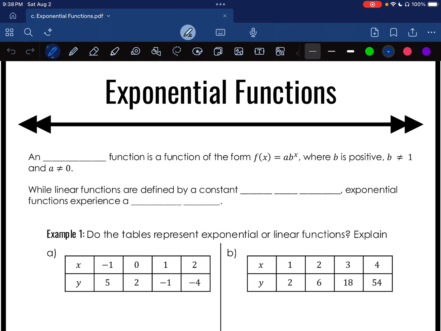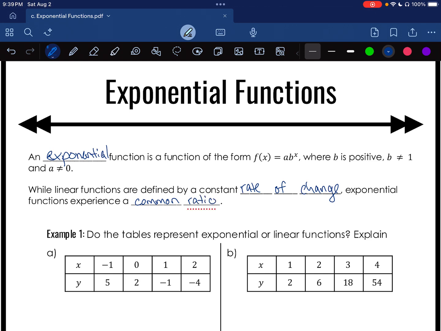So, an exponential function is a function of the form f of x equals a b to the x, where b is a positive number, it's not 1, and a is not 0. While linear functions are defined by a constant rate of change, exponential functions experience what's known as a common ratio.